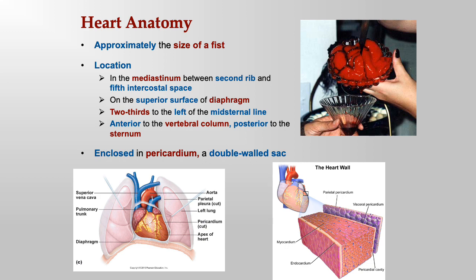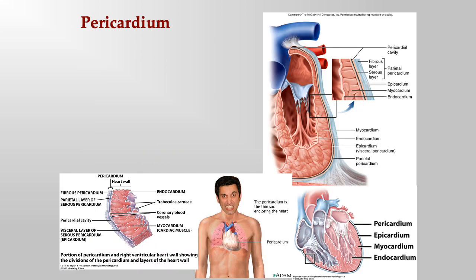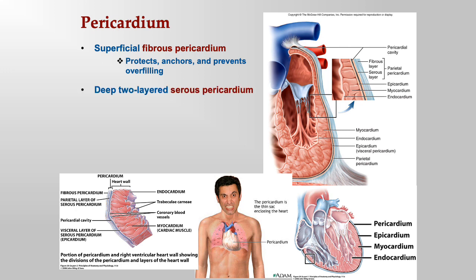Enclosed in the pericardium, a double-walled sac. So the pericardium goes around the heart. You should have learned about this in Bio 201. The pericardium, the pericardial cavity. So let's look at it again. Pericardium. There's a superficial fibrous pericardium. That's really tough tissue for protection. Anchors, prevents overfilling. Then there's a deep two-layered serous pericardium.